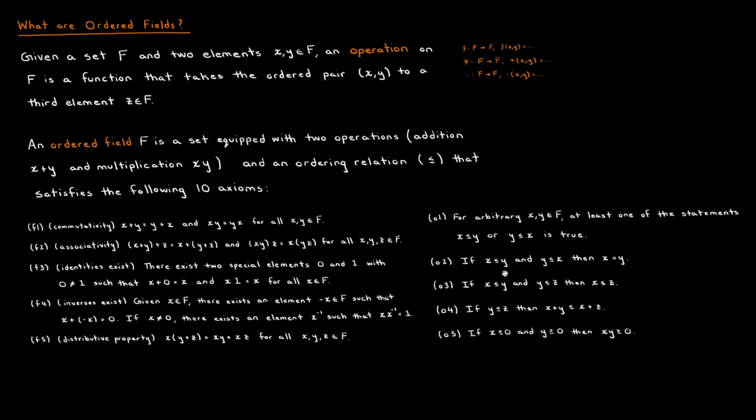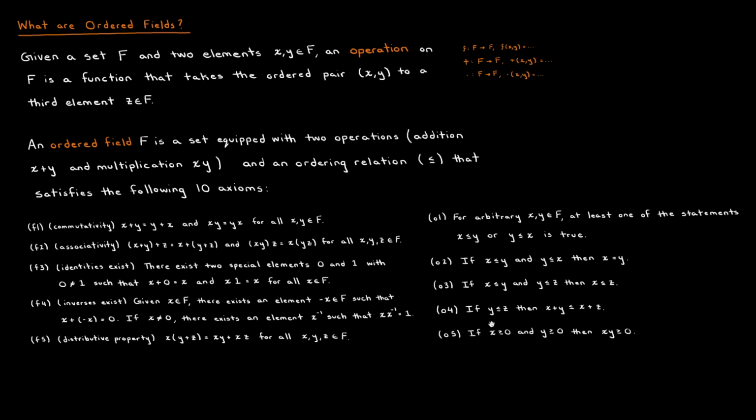The next axiom states that if x is less than or equal to y, and y is less than or equal to x, then it must be the case that x is equal to y. They must be the same element of the field. The next ordering axiom refers to the transitive property, something that we have been using since elementary school: if x is less than or equal to y, and y is less than or equal to z, then x must be less than or equal to z.